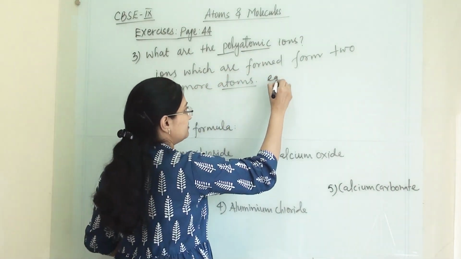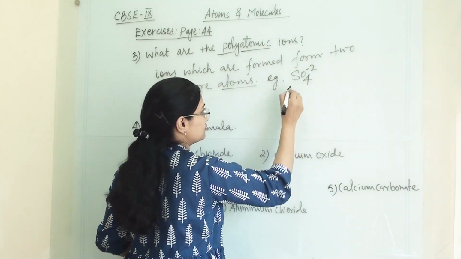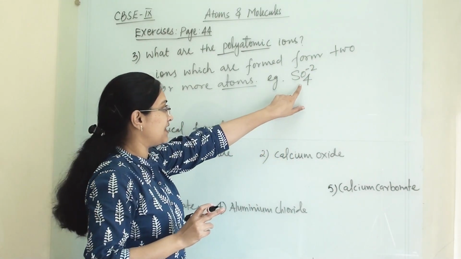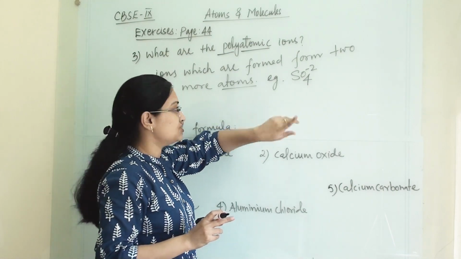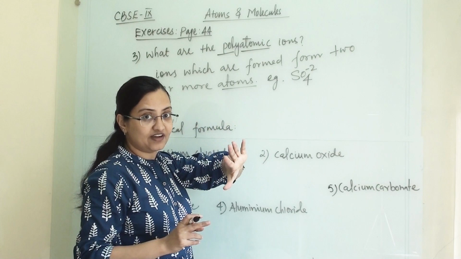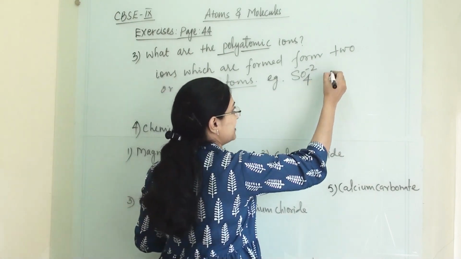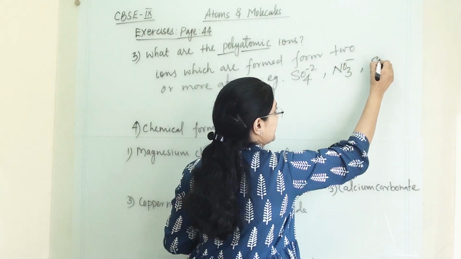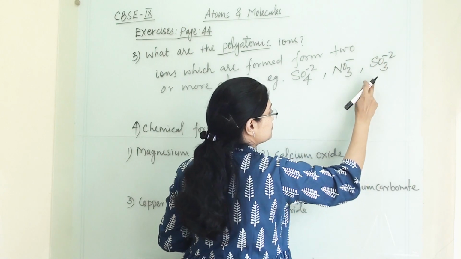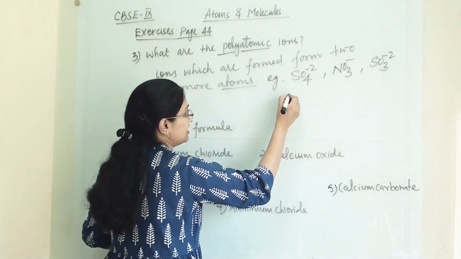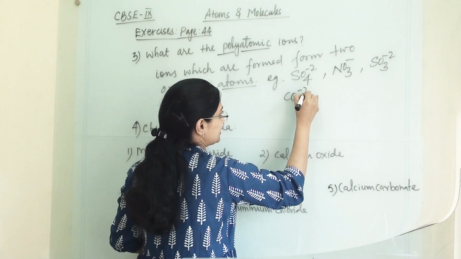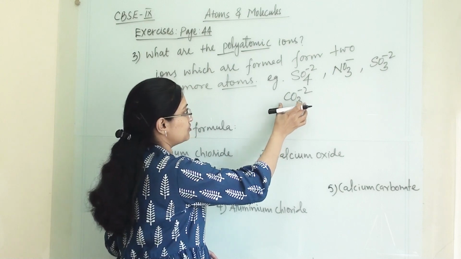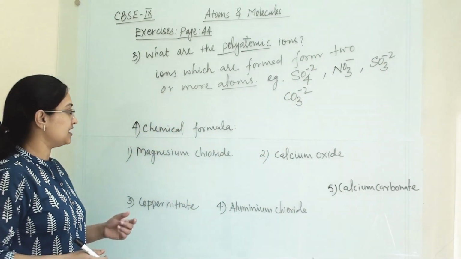Now for example, we can write SO4 minus 2. Sulfur and oxygen both are there, and how many total atoms are there? 5 atoms: 4 atoms of oxygen and 1 atom of sulfur. So total 5 atoms are there. This is sulfate. Then nitrate, NO3 minus, this is the nitrate ion. Then SO3 minus 2, this is the sulfite ion. Then carbonate, CO3 minus 2. In this, 1 atom of carbon and 3 atoms of oxygen, this is carbonate. So all these are examples of polyatomic ions.